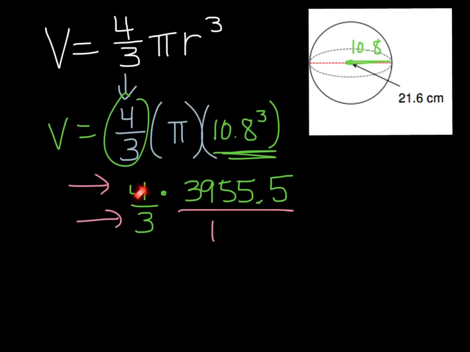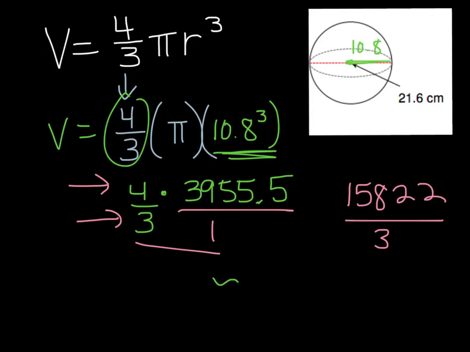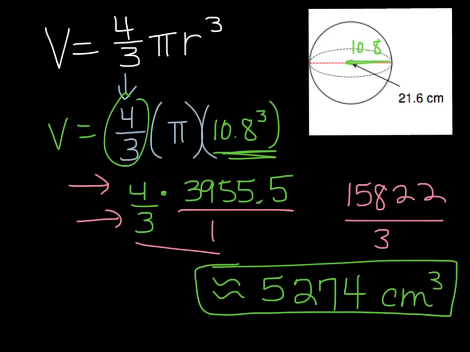Let's do the top first. 4 times that big number. So 3955.5 times 4, and I get 15822. On the bottom, 3 times 1 is 3. Now I just need to divide that out. If I divide it out, I get my volume is about 5,274 centimeters cubed. It is not exact because I had to round. I rounded this part right here, so it is not exact, but that is about what the volume is.